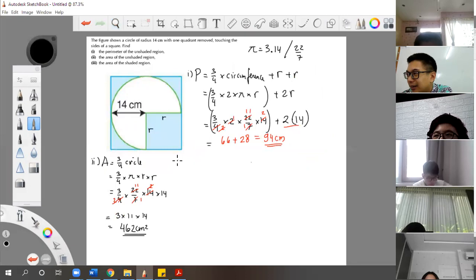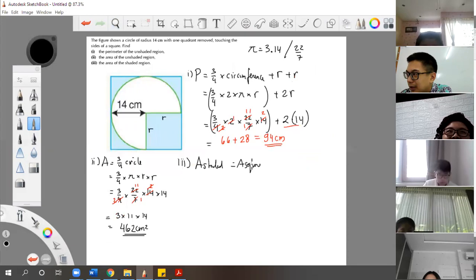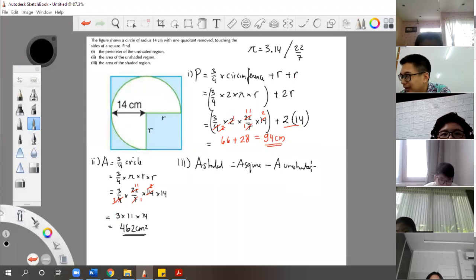Part 3. The shaded region. Area of shaded region. Simple banget ini. Shaded region berarti yang square, right? Subtract area of unshaded of 3/4 circle. Lu nggak usah tulis lagi area of 3/4 circle. Nggak usah dikerjain ulang. Udah ada part 2. Berarti area of square berapa?